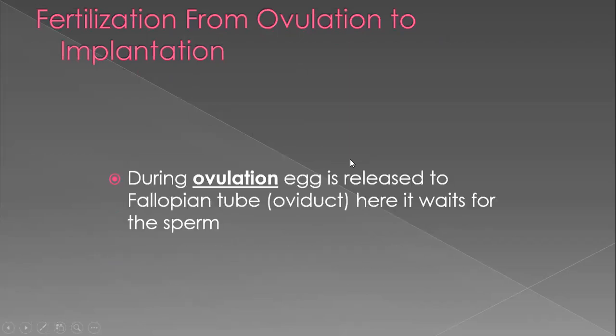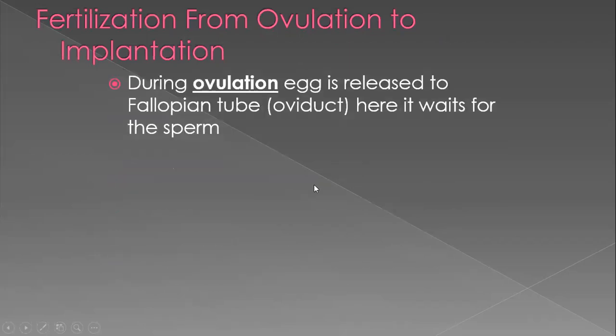Fertilization from ovulation to implantation. During ovulation, an egg is released to the fallopian tube, also known as the oviduct. So those words are going to be used interchangeably, where it waits for the sperm, right? So look here. It says ovulation, and I've underlined it and highlighted it. That is one of the stages for assignment 3, right? So they're underlined and they're highlighted as you go through the notes.